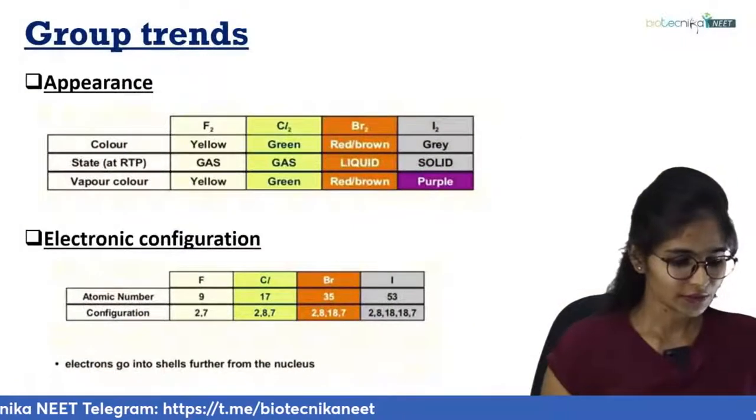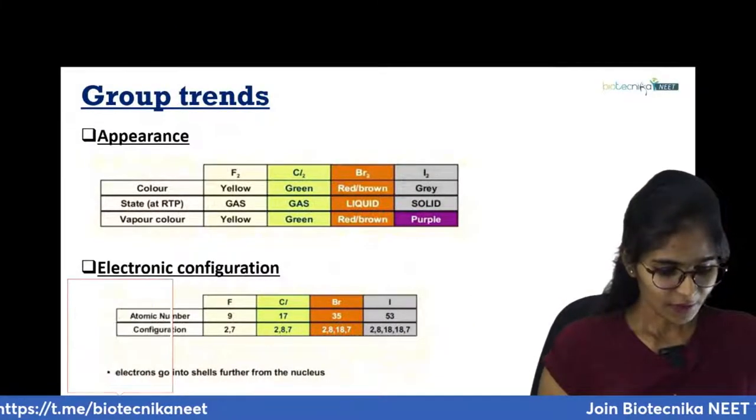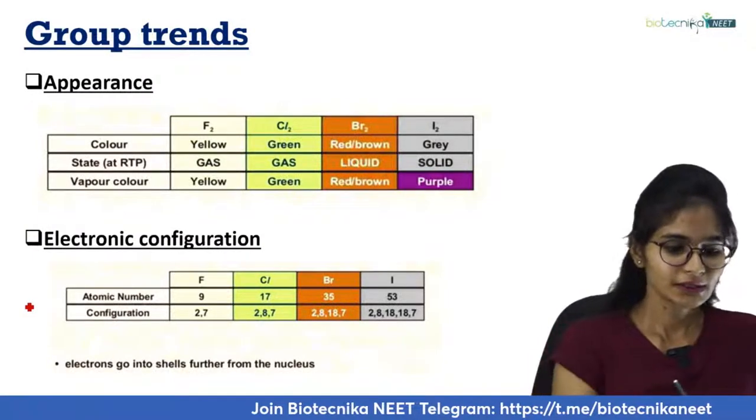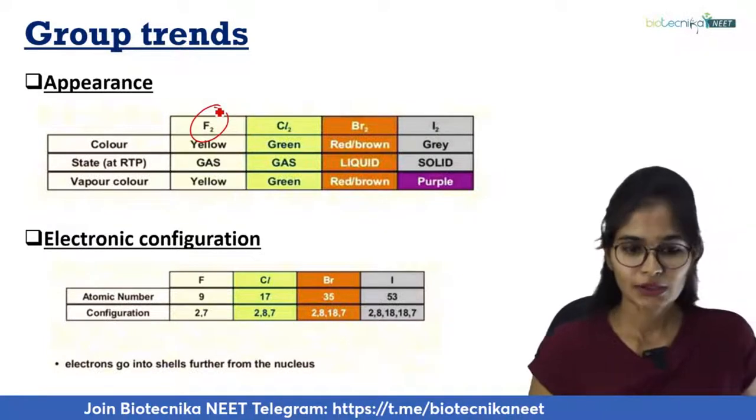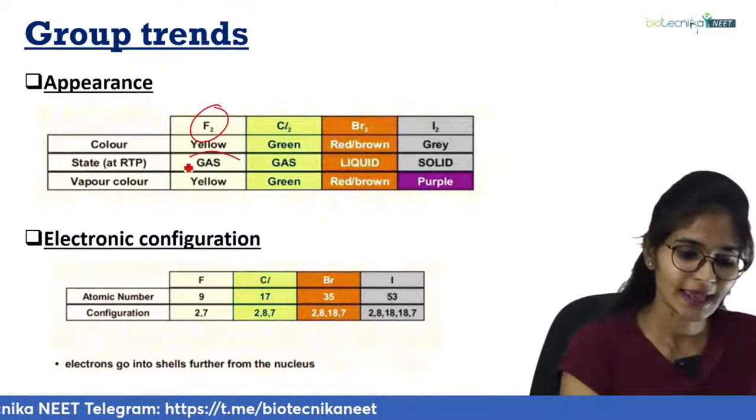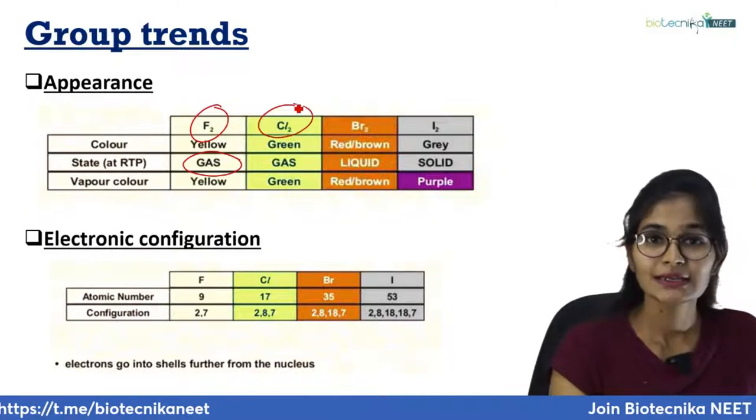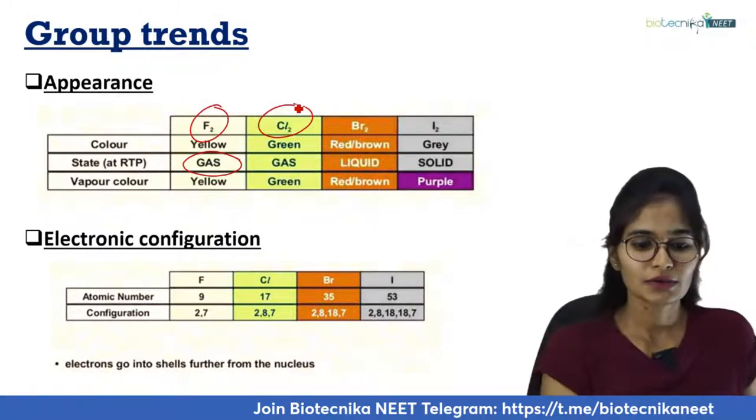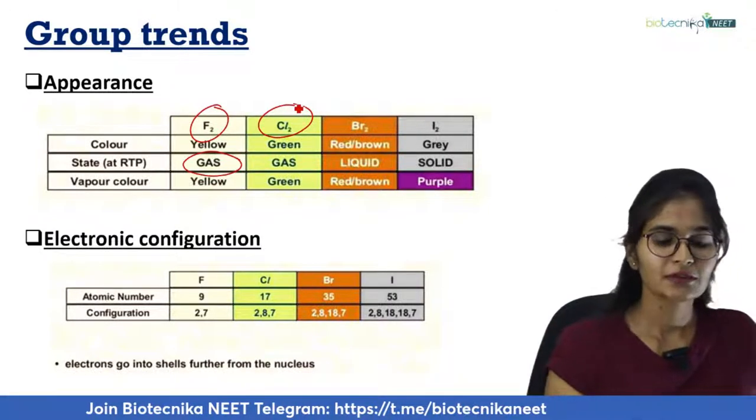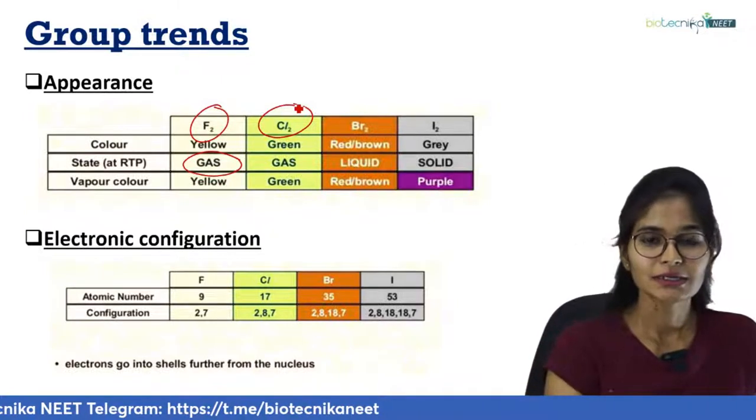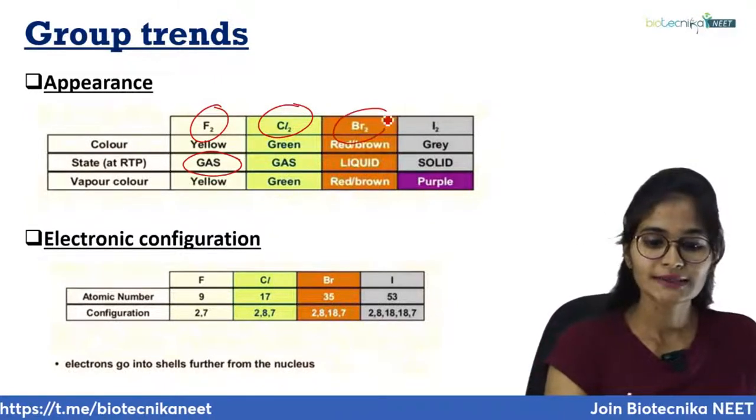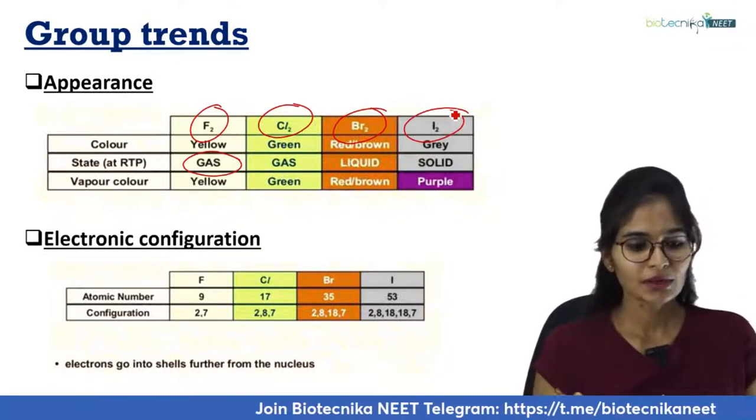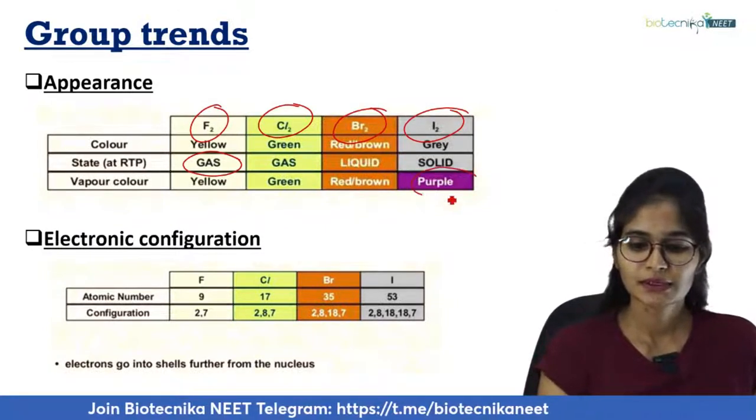Appearance: the first thing is how exactly all halogens have their color. F2 is yellow in color and its state is gaseous. Cl2 is greenish yellow, and you can check their colors in the boxes being shown. F2 is a bit different, yellowish, Cl2 is greenish yellow, Br2 is red brown or reddish brown, and I2 exists in gray color, but in vapor state it exhibits its purple color.